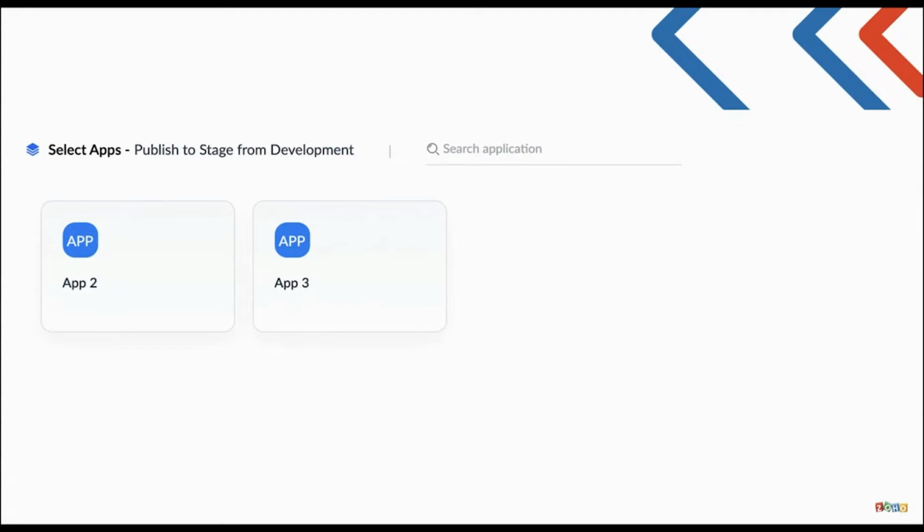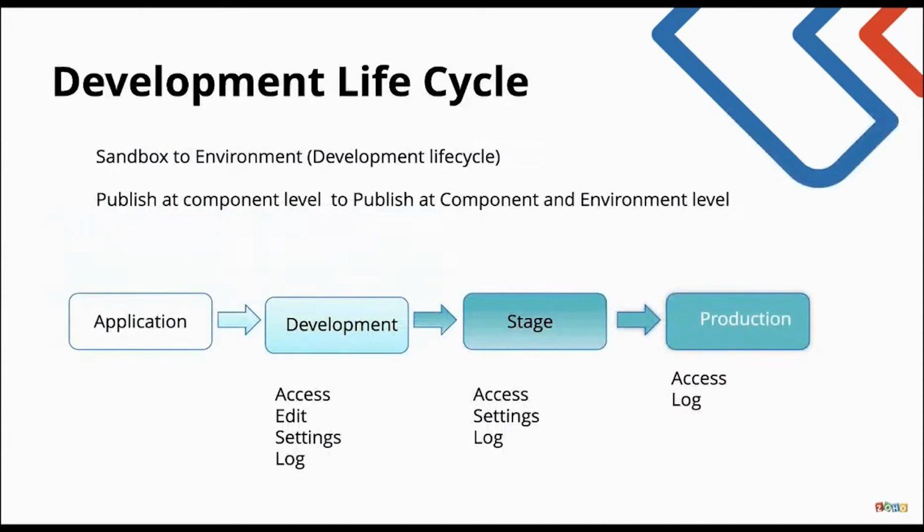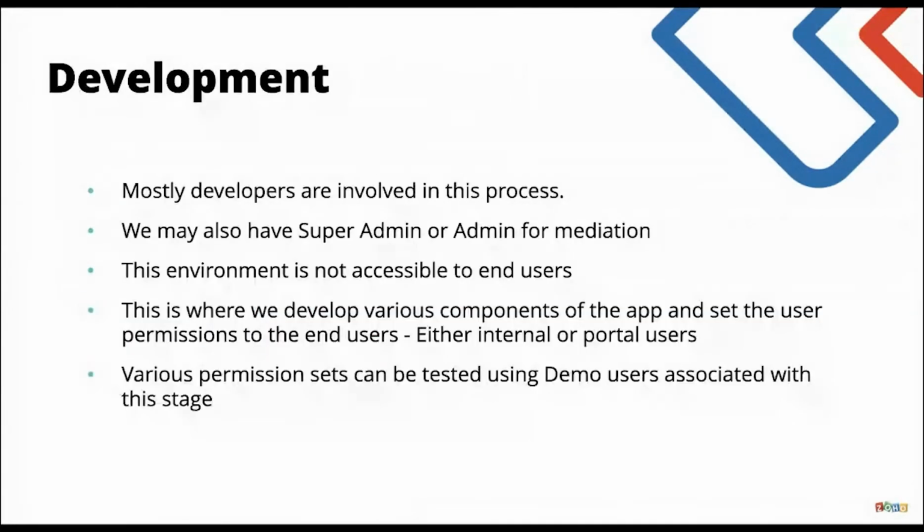We can select the application to move to stage from development, and this is the entire development cycle. We create the application, we develop it, and from there it has to move to stage, and then it has to move to production. Earlier we used to have this concept called sandbox, where we used to publish component by component, but now we have brought in the component as well as the environment level publish.